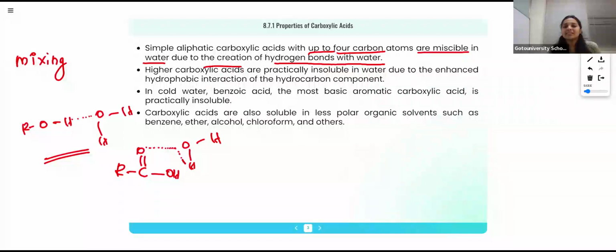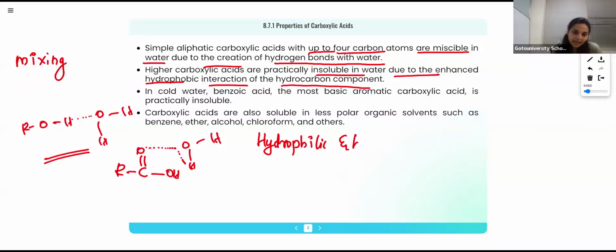Higher carboxylic acids are practically insoluble due to the enhanced hydrophobic interaction of the hydrocarbon component. What is the hydrophobic interaction? We have two types of interaction: hydrophilic interaction and hydrophobic interaction. What is the difference between hydrophilic and hydrophobic interaction? Philic means loving. Hydrophilic means water loving.